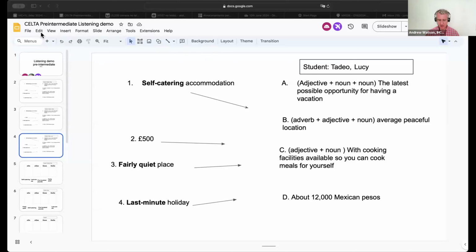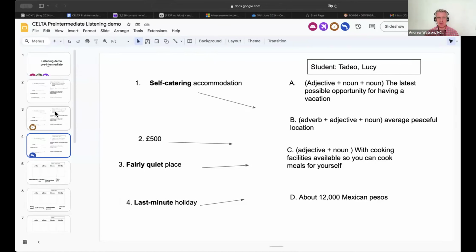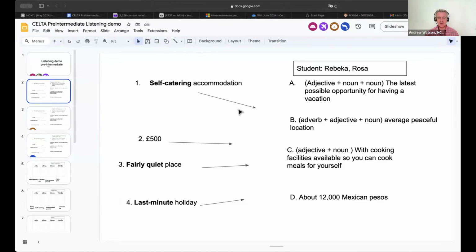I'm not going to put you into breakout rooms because it won't take very long. You don't even have to speak. You can communicate by chat, but the tricky thing is moving the little arrows. You have to pull them and stretch them.